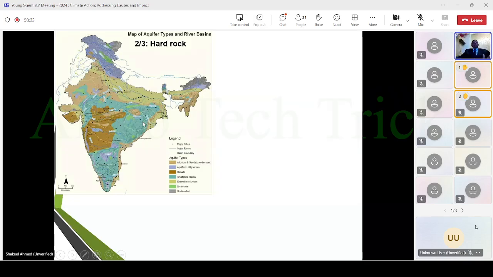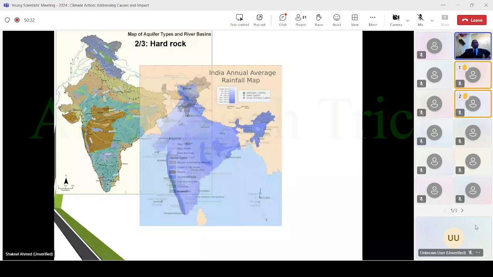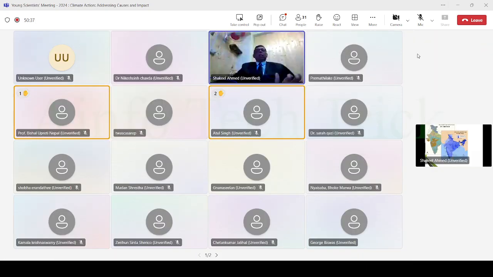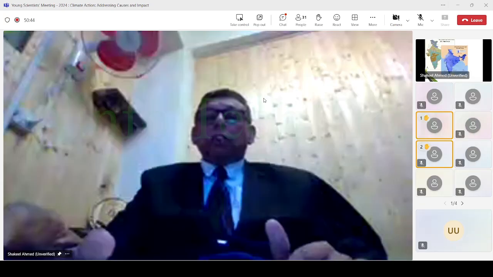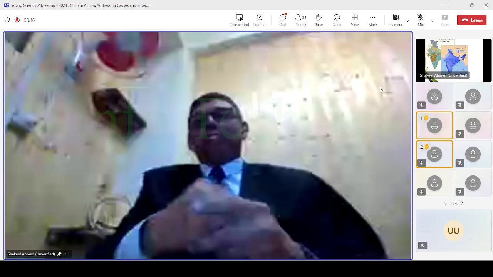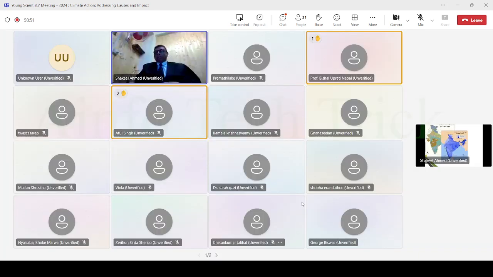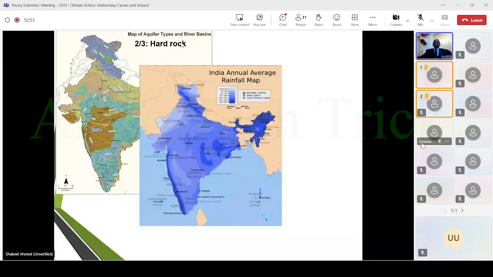Now, let me come to another map. This map is the annual average rainfall of the country. Here also you can see such a large variation, from 200 millimeters of annual rainfall to more than 4,500 millimeters on this side as well as this side. In addition to these two, we have another very specific constraint: the density of population in India. India has now crossed China and has the highest population in the world, about 1.45 billion.